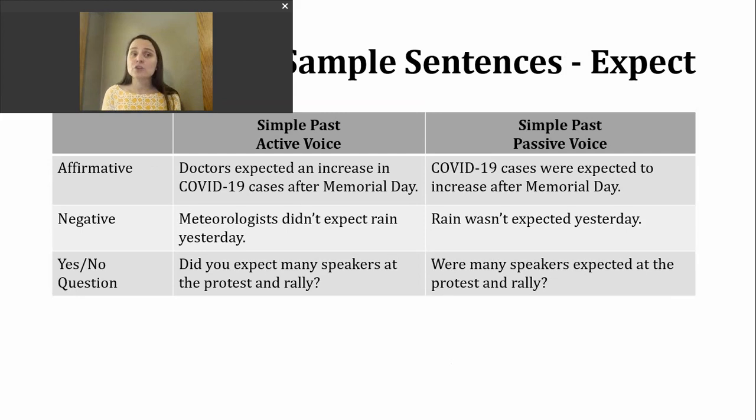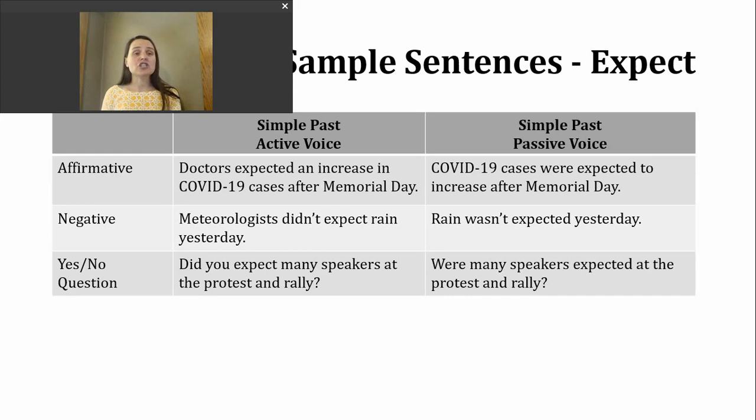Let's start with affirmative sentences. We'll look at active voice, then passive. To make an active voice sentence in the simple past tense, we're going to use the past tense form of our verb, which today is expected. It's going to stay expected no matter what our subject is. Singular or plural, it will stay the same. So here's an example of that. Doctors expected an increase in COVID-19 cases after Memorial Day.